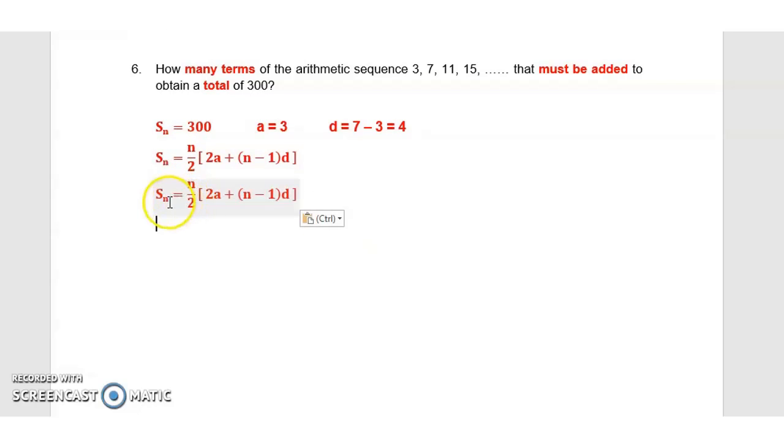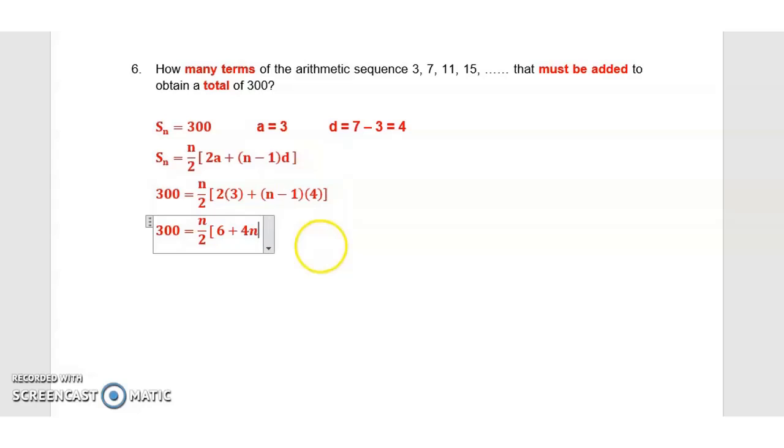Now substitute the values that we had. So we know that Sn equal to 300. So n is unknown here. First term a equal to 3, and common difference d equal to 4. Simplify this one. So 300 equal to n over 2 times 2 times 3 equal to 6 plus n minus 1 times 4.